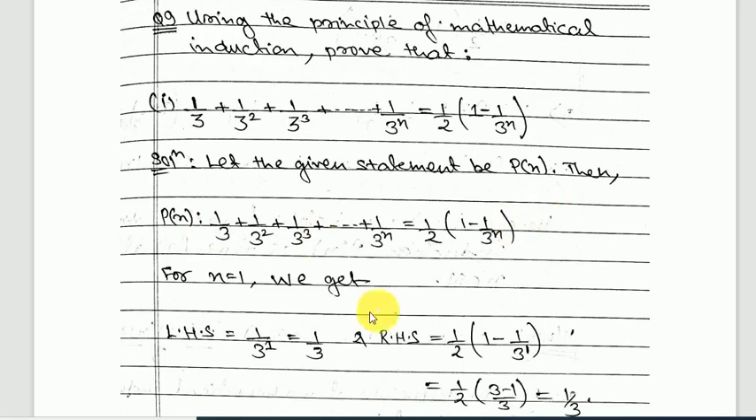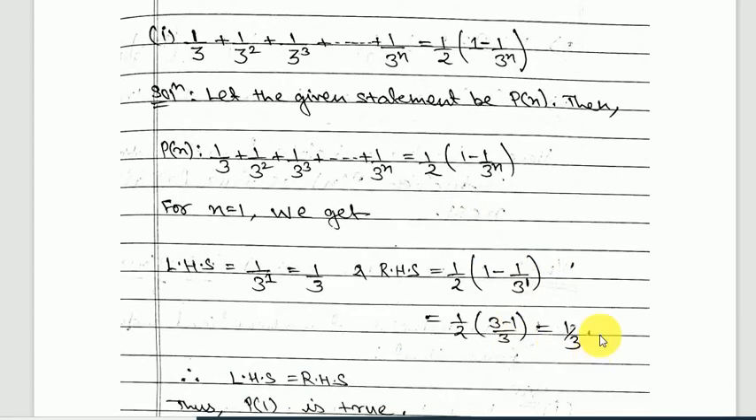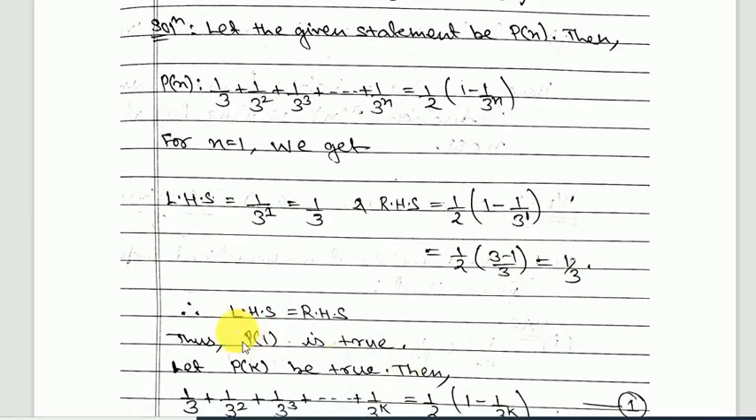Then for n equal to 1, take your left hand side, replace n by 1. Get the value 1 by 3. Then on the right hand side, whatever you have in the place of n, replace 1. You get 1 by 3. So here you observe that your left hand side is equal to right hand side. Thus your P1 is true. That means your statement is true for n equal to 1. Then come to assumption.